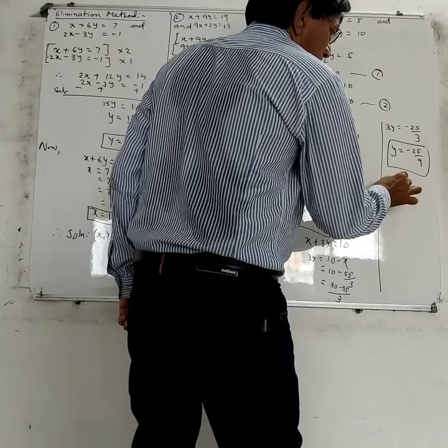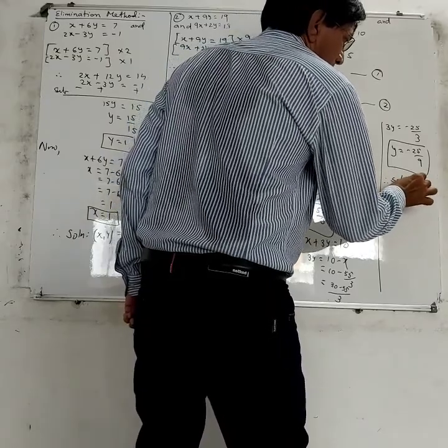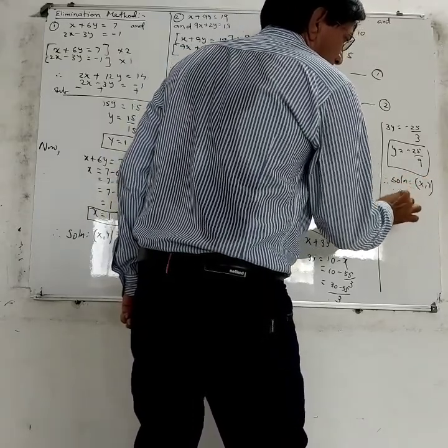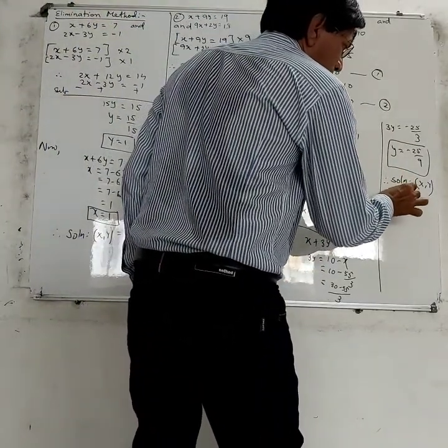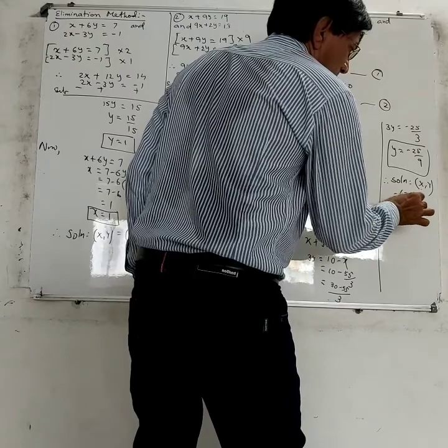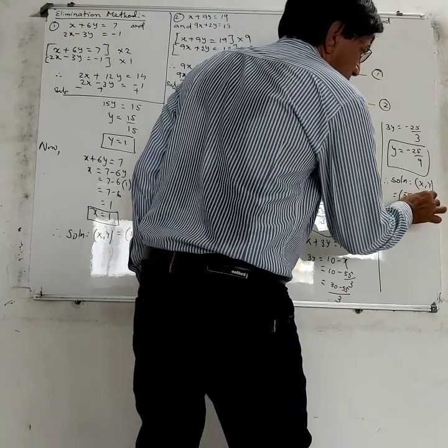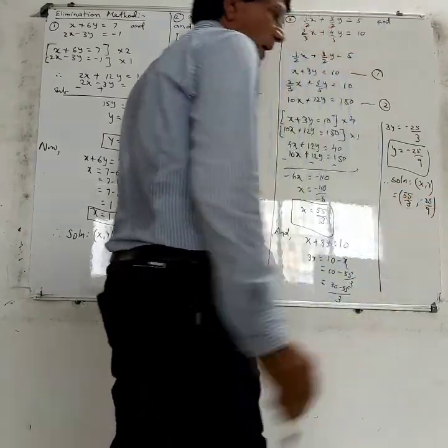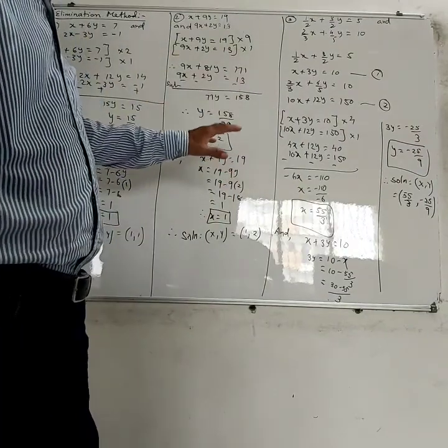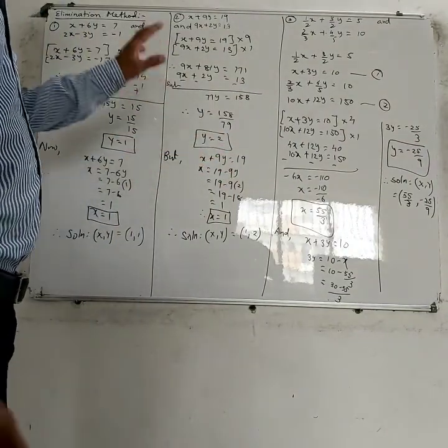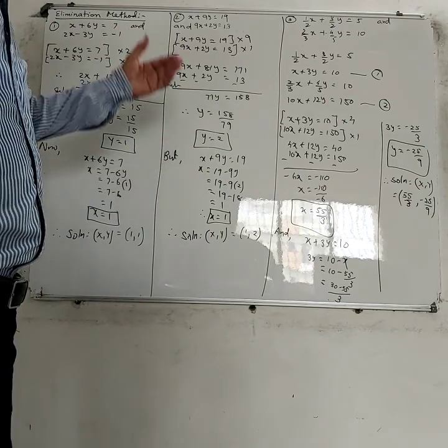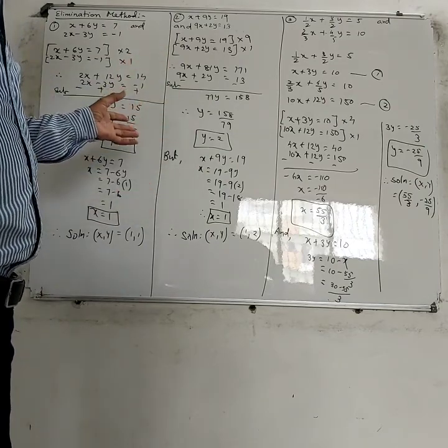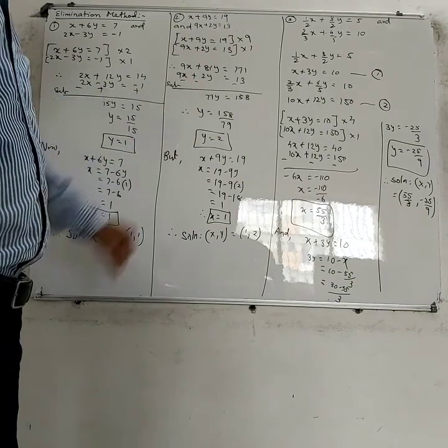Therefore, the solution (x, y): write the value of x first, x is 55 upon 3, and then the value of y, minus 25 upon 9. This is the way to solve by the elimination method. This elimination method is very important because you will be using it frequently. The substitution method is also not so difficult, but this one is the most popular method.